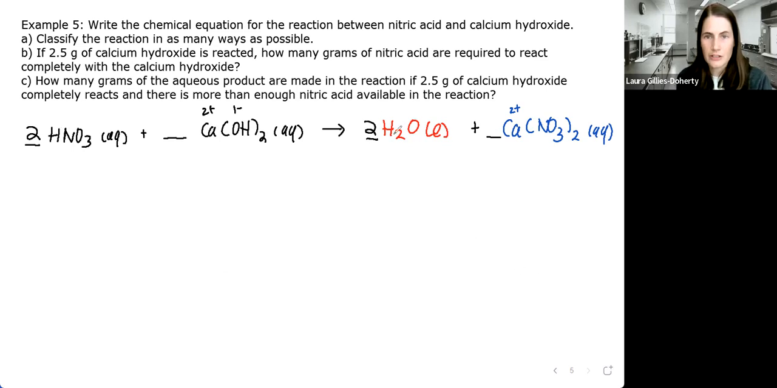Now I've got 4 hydrogens on the product side and 4 on the reactant side. And if I check my oxygens that are not part of nitrate, because I already balanced nitrate, I've got 2 oxygens in hydroxide, and I've got 2 oxygens in water here. So everything is balanced. So now we can start solving this problem. So part A, this is a review from chapter 7. Classify the reaction as many ways as possible. Well, we swapped 2 sets of ions, so that's double displacement.